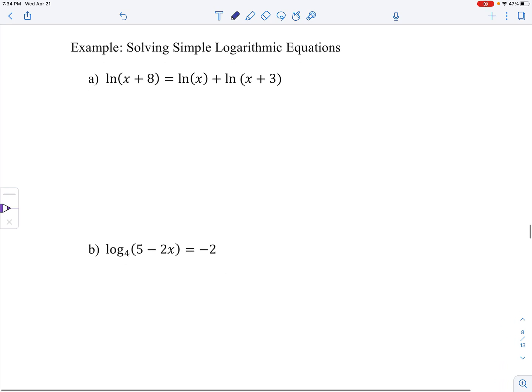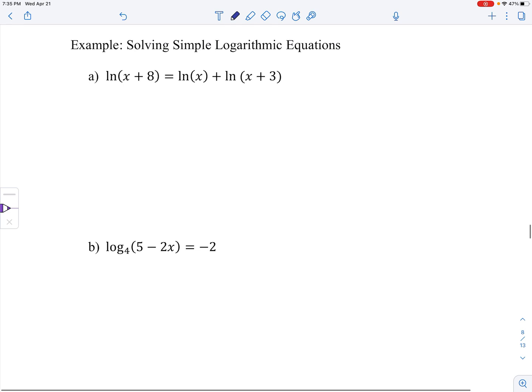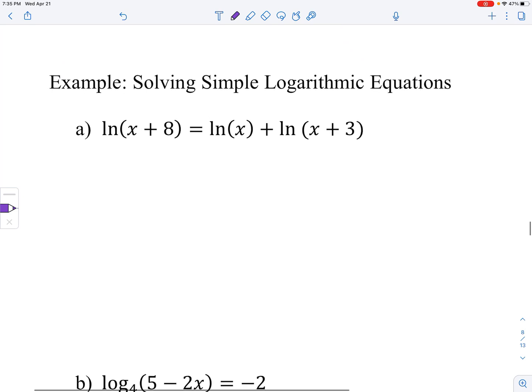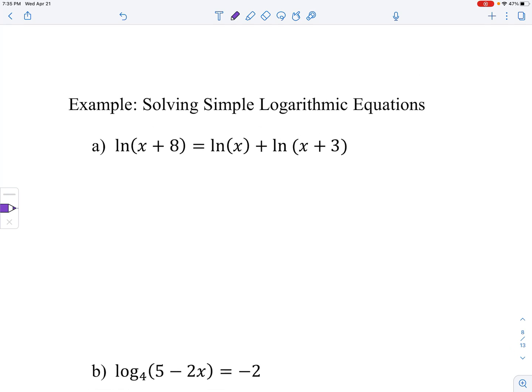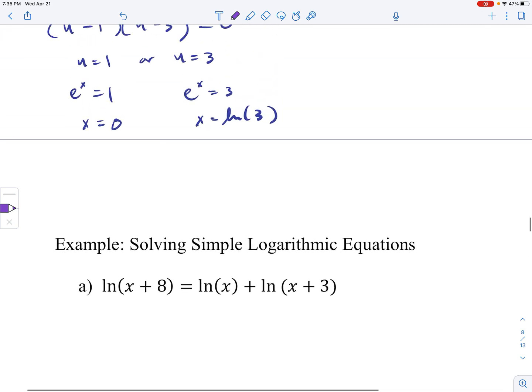Okay. We're going to call these still solving simple logarithmic equations, because when I say simple, it means you usually have the option of using the one-to-one property. Now, this first equation does not have the option of applying the one-to-one property yet, because the right-hand side has a sum of 2 logarithms. But because those logarithms have the same base, we can actually apply the product property for logarithms.